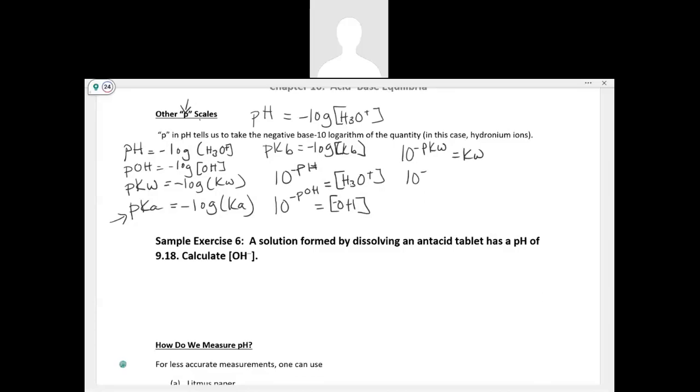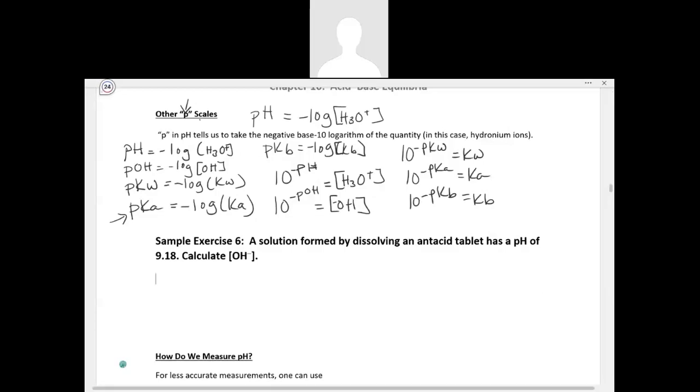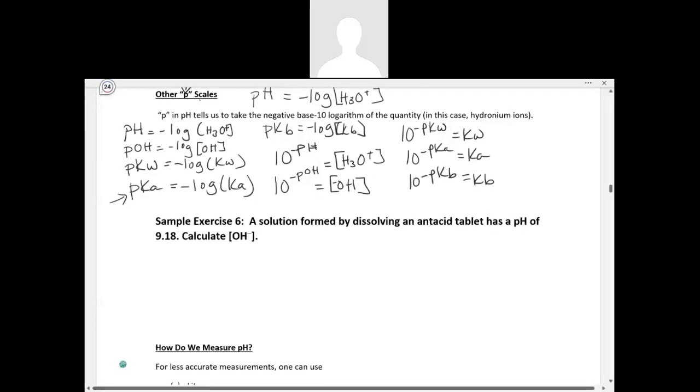We can do all of our pKa, gives me Ka. 10 to the negative pKb gives me Kb. And again, all of these equations may come in handy from time to time if you're only given certain pieces of information. So let's take a look at sample exercise 6 here. And we're told that a solution is formed by dissolving an antacid tablet, and we calculated our pH here to be, or found our pH to be, 9.18.